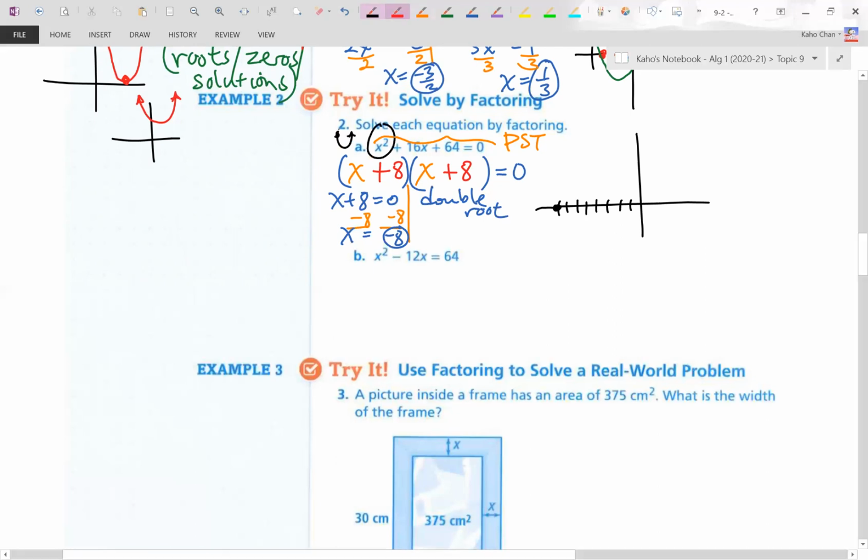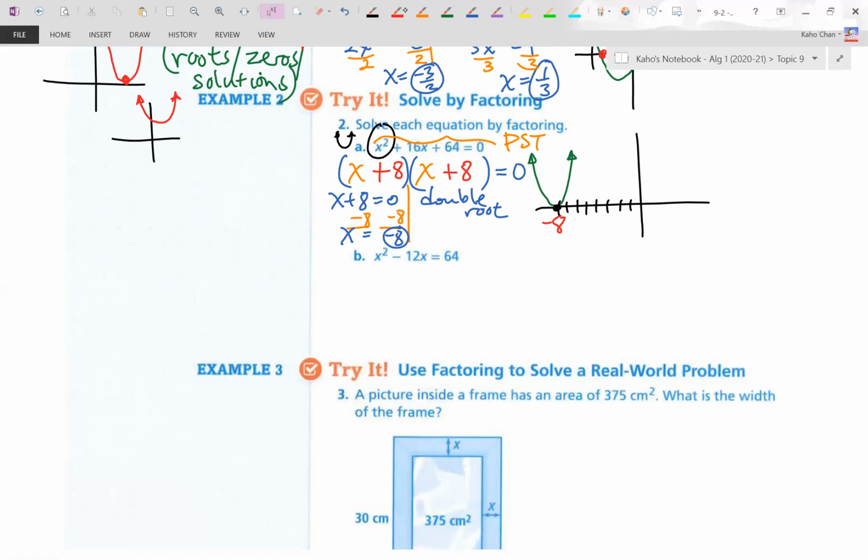Great. And it doesn't technically cross it. It skims off of there. That's what the characteristic of a double root would show. It kind of bounces off that -8 right there. Okay. Letter B. Let's take a look at it.